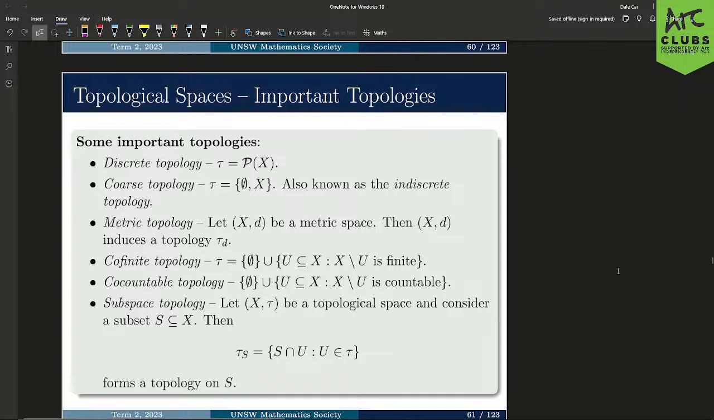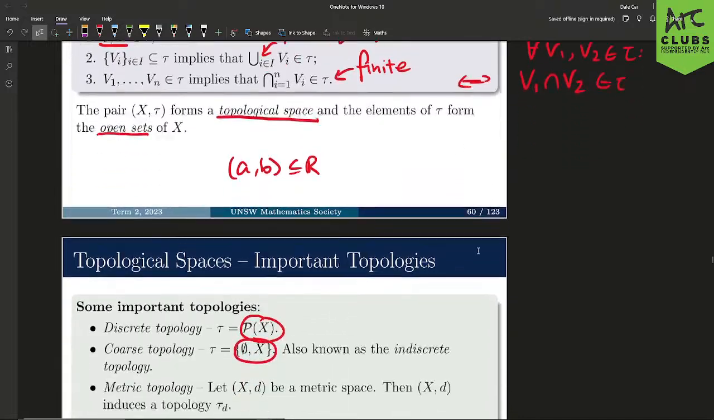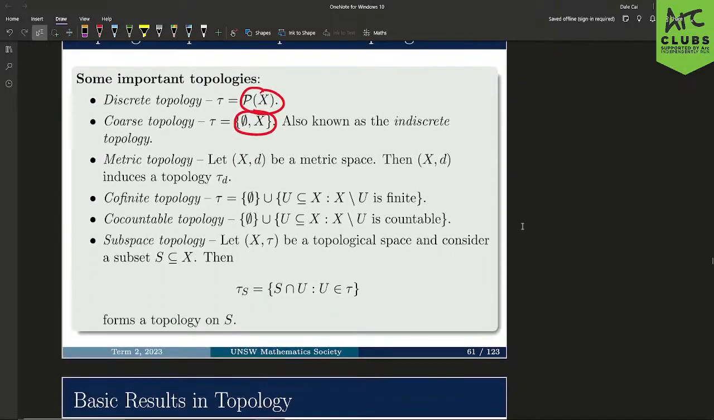So here are some important ones. We have the discrete topology. This is the entire power set, so it's the largest one. The coarse topology, which is just the empty set and the whole set. Remember, that's one of the conditions we need. So this is the smallest possible topology. There's a metric topology, which is just defined by the metric here. So it's not exactly just the open balls in that metric, but it's built upon them.